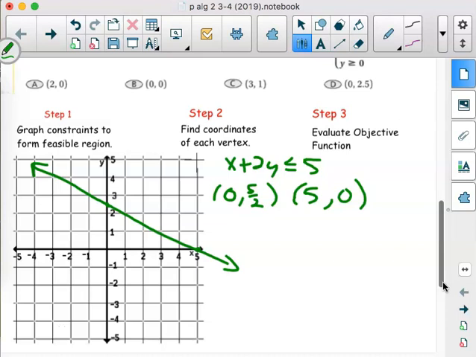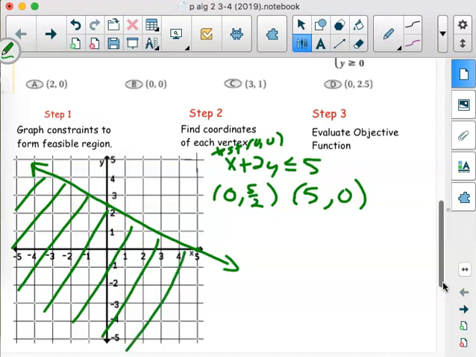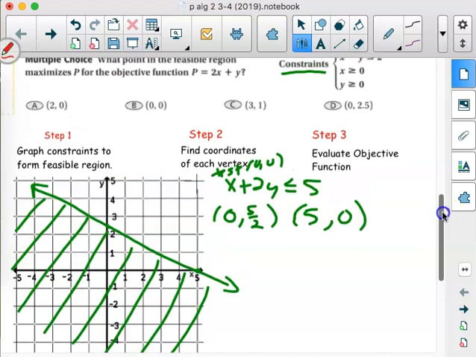Then I check. Will (0, 0) work? I'm testing that point. It would say 0 plus 0 is less than or equal to 5. Yep, that works. So I can shade down for the green line. So that's the first constraint right there. That's holding them back from being able to make however many they want out here. They can't do that.